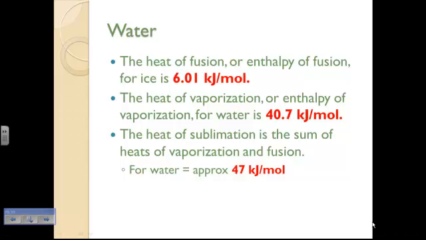The term sublimation is when a solid directly goes to a gas, bypassing the liquid phase, and you can simply find that by adding the heat of fusion to the heat of vaporization, which would give us approximately 47 kJs per mole. The sum of the delta H of fusion and delta H of vaporization.